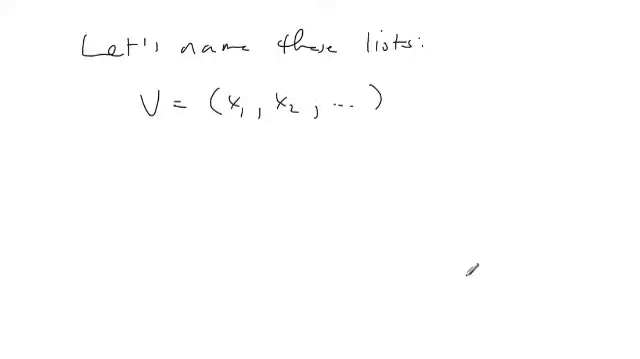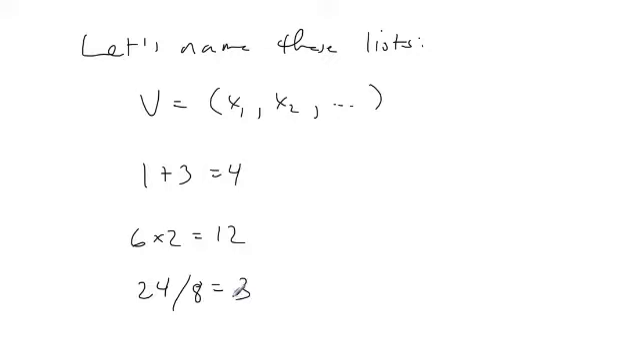Let's give these lists names. So I'm going to call my first list V, and it's just x1, comma x2, dot, dot, dot. I don't even care how long it is. So the question is, when we deal with numbers, we know how to deal with them. For example, we know that 1 plus 3 is 4. We know that 6 times 2 is 12. We know that 24 divided by 8 is 3. Okay? We know how to work with numbers very well. But what do we do when we have these lists of numbers? How do we combine them?